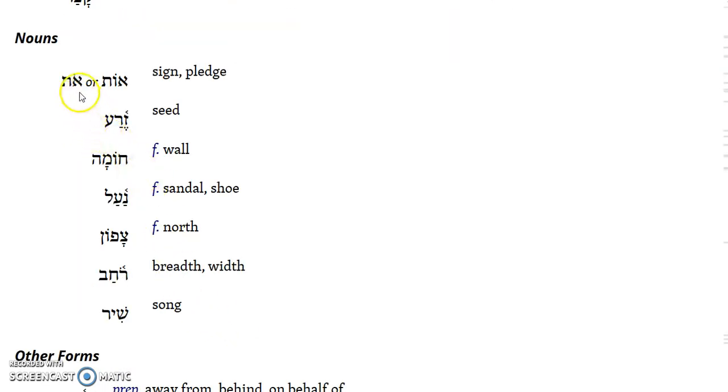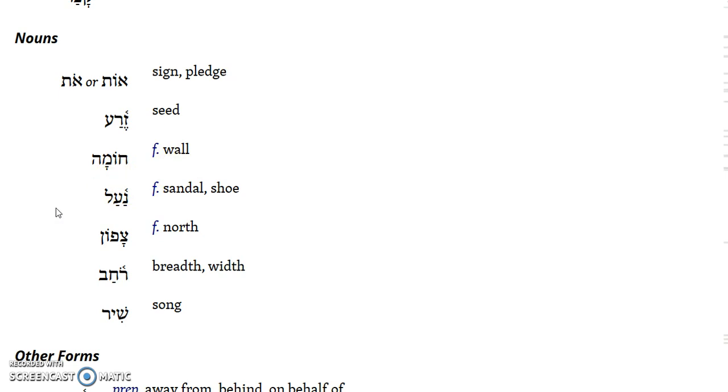He gives you some other nouns. You have ot, spelled two different ways, either defectively or plene, with the vowel letter. Means a sign or a pledge, not to be confused with direct object marker et, or with the preposition et. And then you have zera, seed, often used in the sense of Abraham's seed, meaning Abraham's offspring. It can be used of the male semen, as well as seeds of plants. And then you have homa, which is wall. Always try to remember that if in baseball, they hit the ball over the wall, then it's a homa.